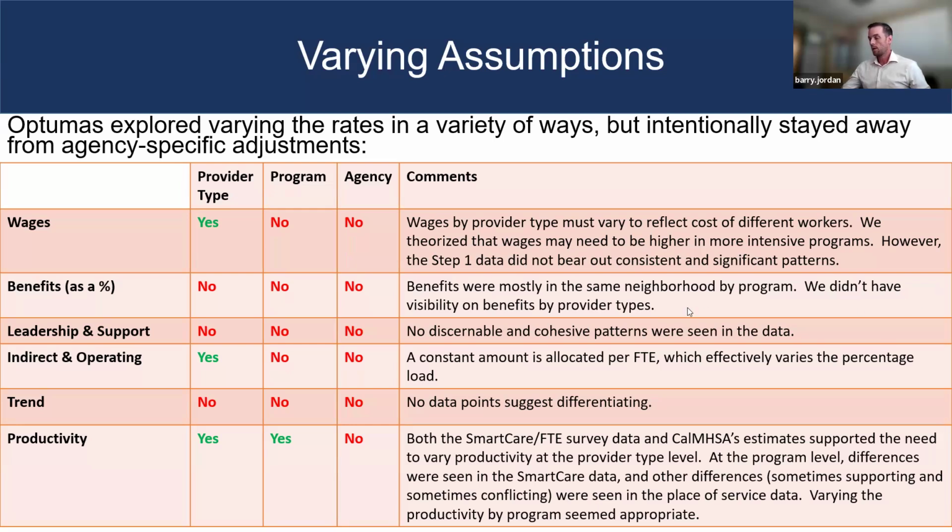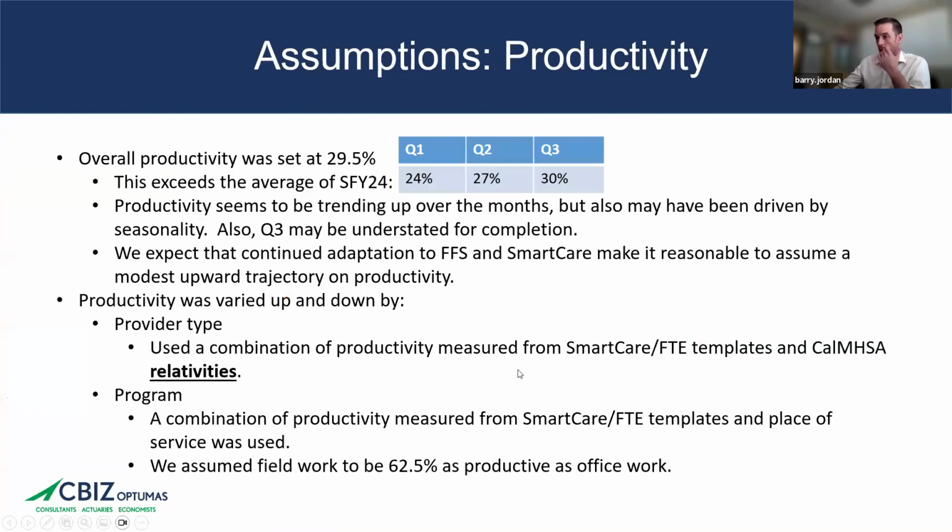So the next slide, we're going to spend a little bit more time on the productivity assumption, since again, that is one of the key adjustments within the process. To start with, the overall productivity was set at 29.5%. And this is the starting point, before we've allocated by provider and program type, that's the overall target that we get back to. This does exceed the average of what we saw in fiscal year 25.